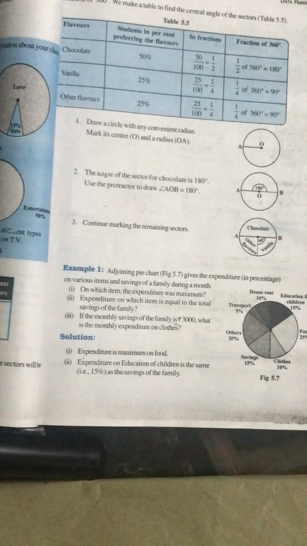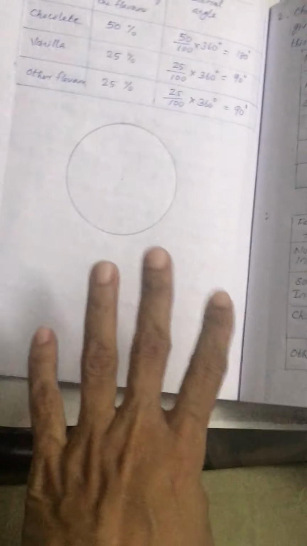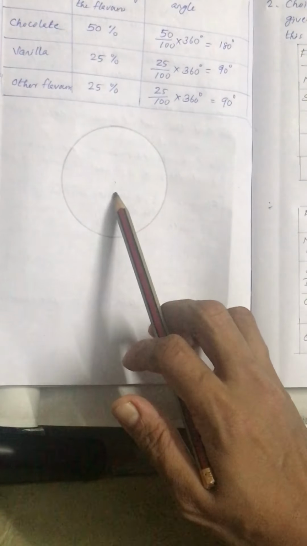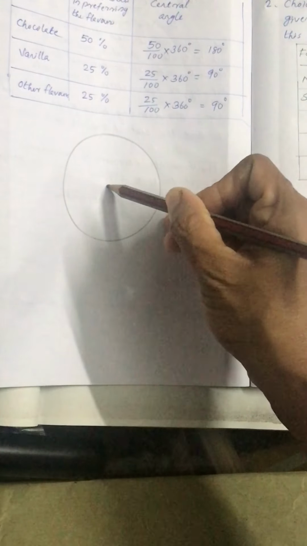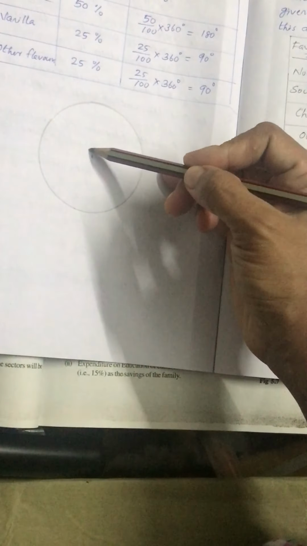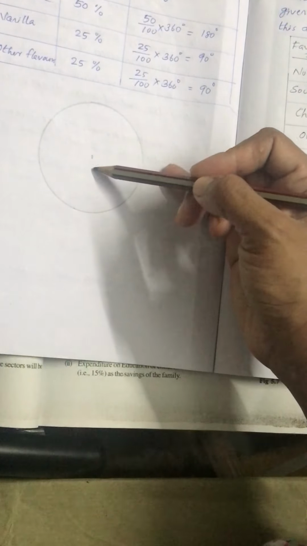For finding the central angle, we know the total angle at the center point. This is the center of the circle. Before drawing we just want to know how we can find the central angle. Now we know the total angle at the center is 360 degrees.